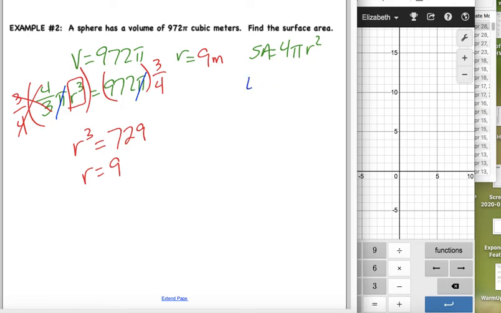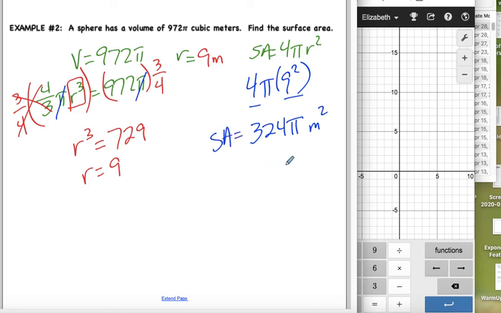So to get the surface area, we're going to do 4 pi times 9 squared. So it's going to be 81 times 4, which is 324 pi meters squared for the surface area. If they wanted exact form, that would be the answer. And if they want you to round, you're going to multiply by pi, which would give you 1017.9 meters squared.